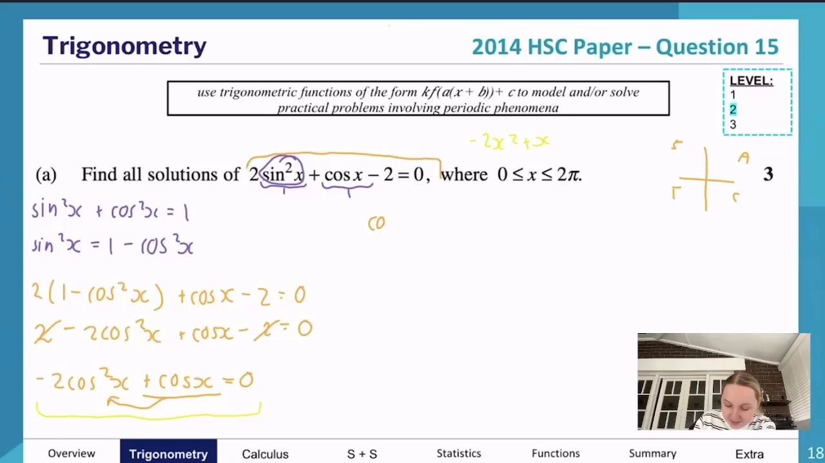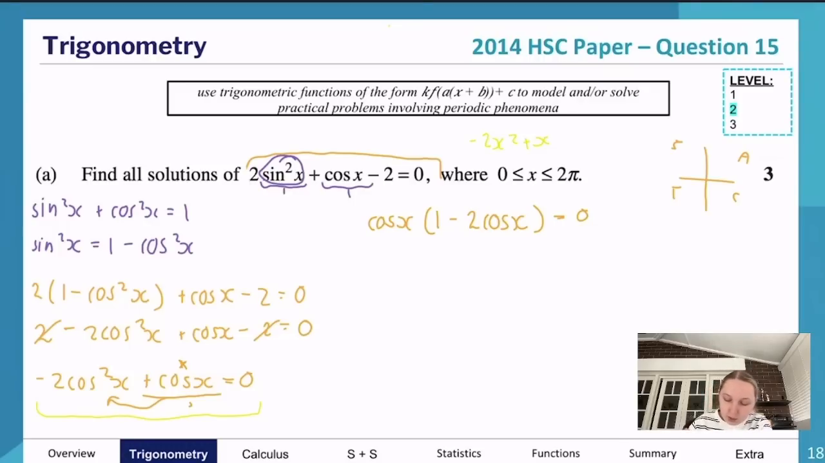Common between them is cos x. I'm actually going to flip these around so we've got this term first, just so we don't have a negative at the front. So cos x times 1 will give us this cos x down here, and then cos x times minus 2 cos x is going to give us minus 2 cos squared x.